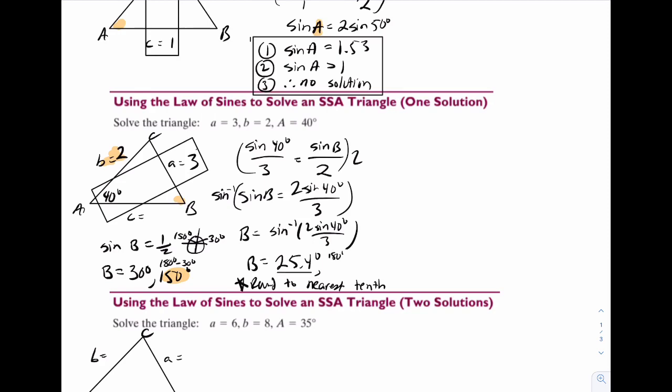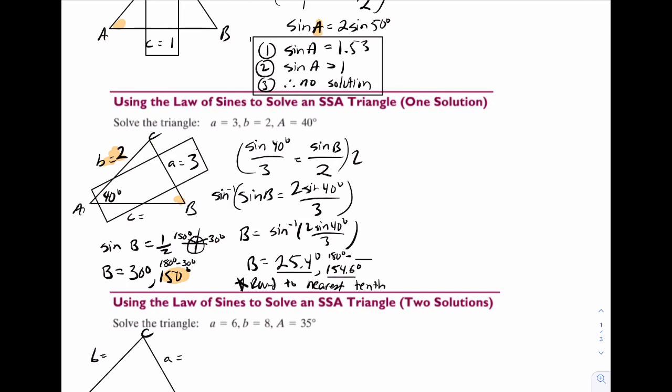Just do 180 minus the thing you're given. So the second answer is going to be 154.6 degrees when you subtract it from 180. Okay, so there's our two possible answers.